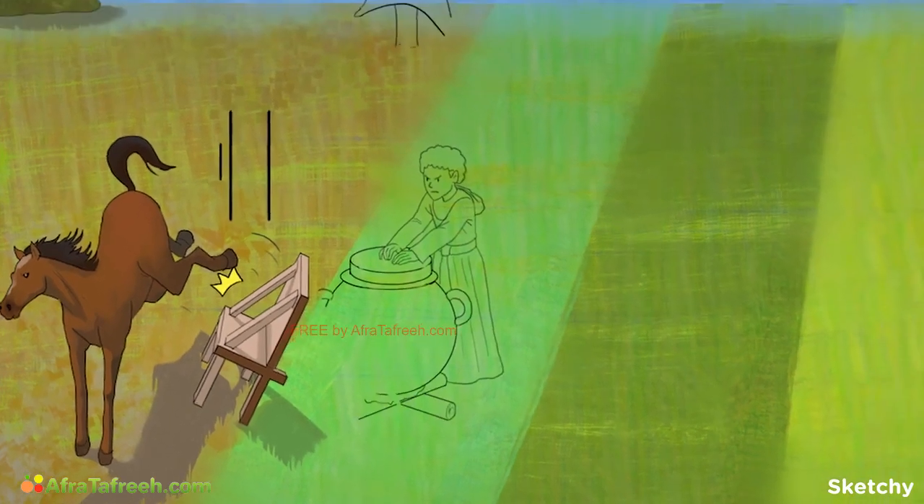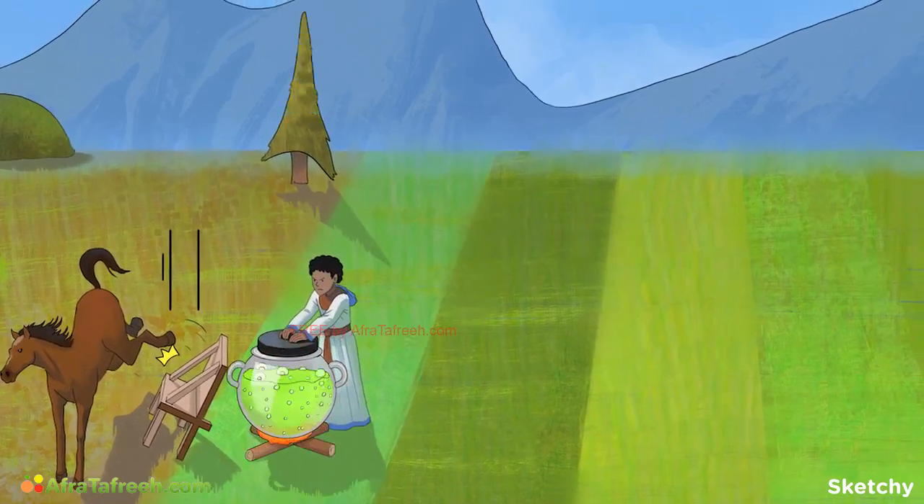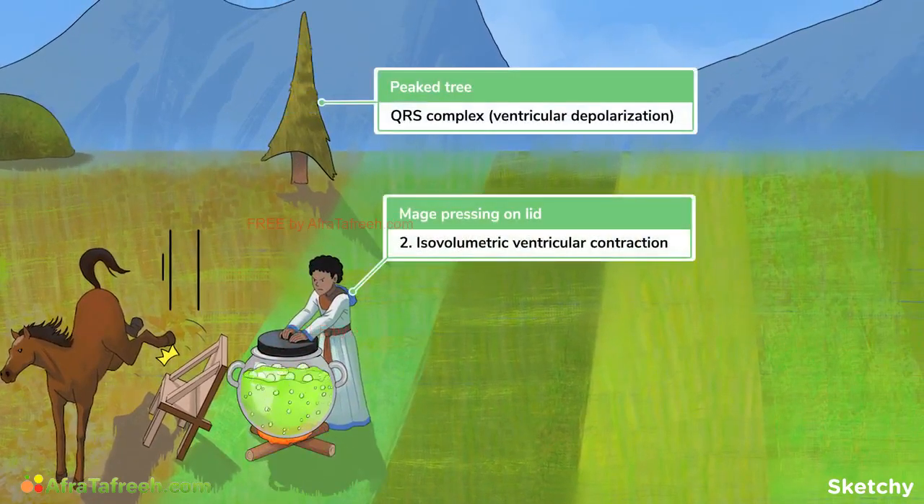The next phase is isovolumetric ventricular contraction, which begins during the QRS complex. See this QRS-like tree in the background. This represents the electrical activation or depolarization of the ventricles and translates directly to ventricular contraction and an increase in ventricular pressure, but with no change in volume.